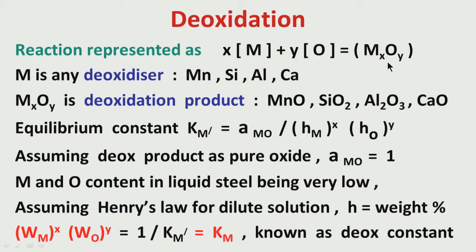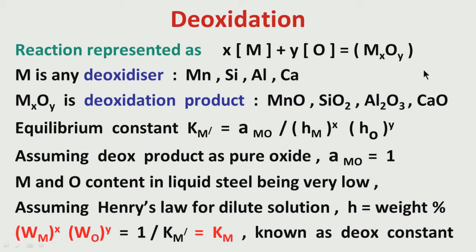So, as I was telling you, M can be any deoxidizer. It can be manganese, silicon, aluminum, or calcium. These are the common deoxidizers which can be used in liquid steel for taking care of oxygen. So, what is the deoxidation product? If we are using manganese, it is manganese oxide. If we are using silicon, it is SiO2. If we are using aluminum, I have told you, Al2O3. If you are using calcium, it is calcium oxide.